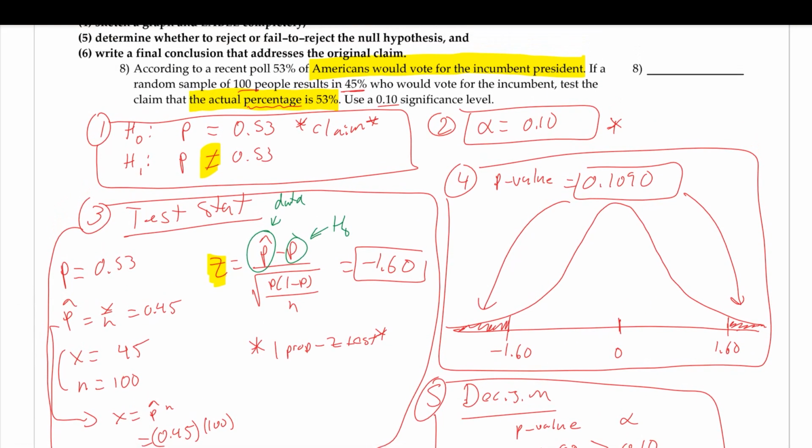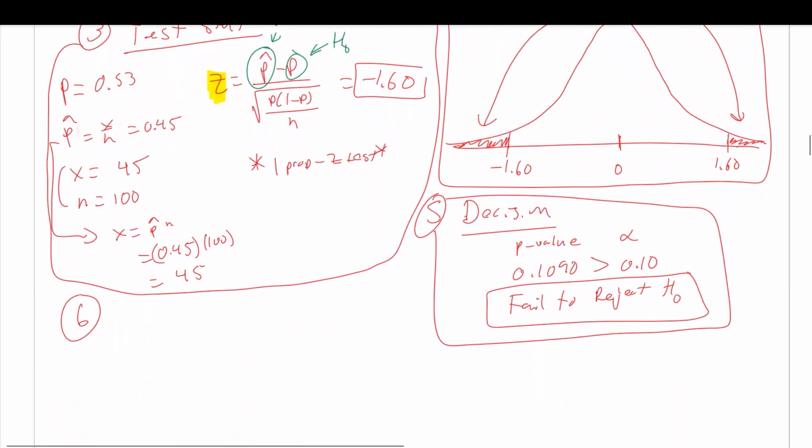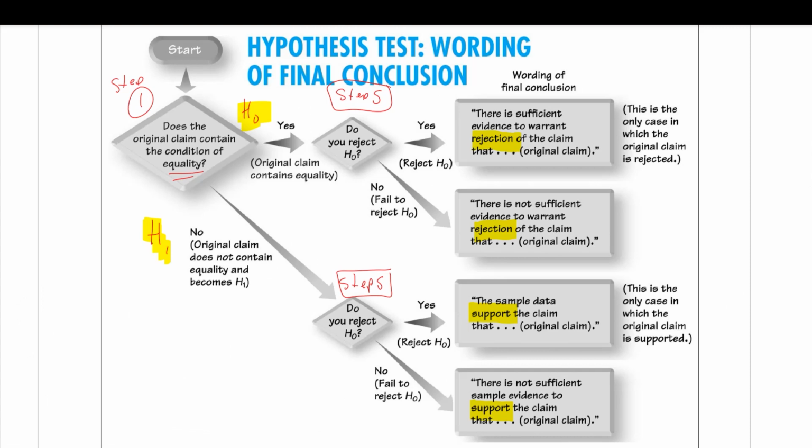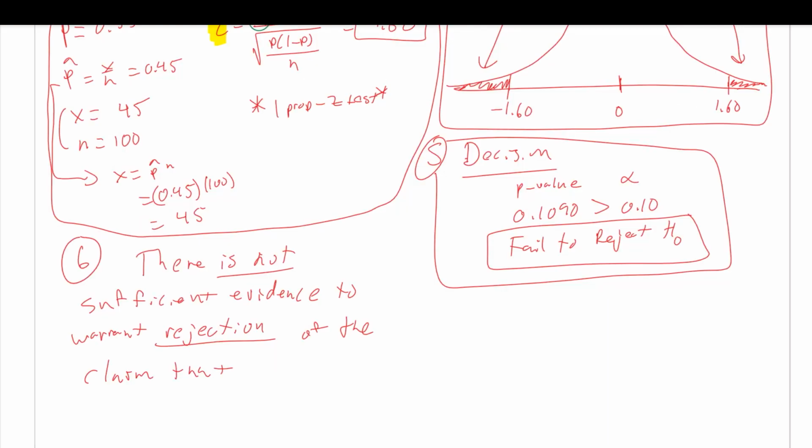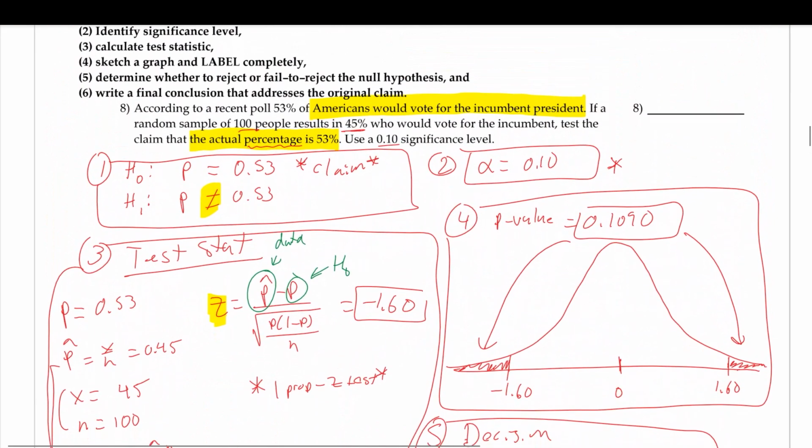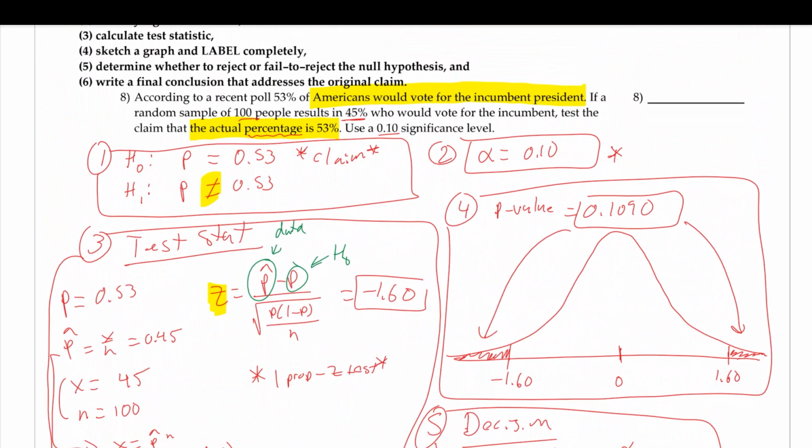Okay, so let's go to the flowchart for the wording. In our case, the claim was a null hypothesis, so we go this way. Did we reject the null hypothesis? No, we did not. So there's not sufficient evidence to warrant rejection of the claim. And then we restate the original claim. The claim statement here is spread out, but I would say the percentage of Americans who would vote for the incumbent president is 53%. So I'll write it that way.